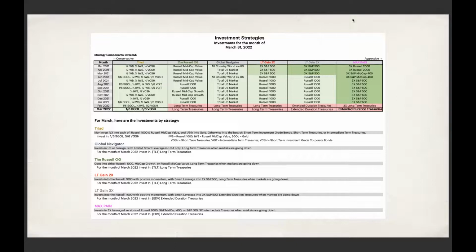So is it true that the difference between the LT gain 2X versus LT gain 3X is really only in smart leveraging, whether you do 2X or 3X? Correct. Okay, good. Well, okay, that's not totally true. The other difference, and if you look at the bottom there for February and March, you'll see that LT gain 3X uses EDV, and 2X uses LTL. Right. Okay. Or TLT. TLT, yes.